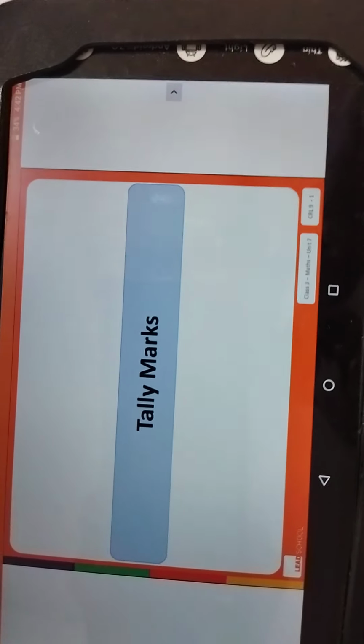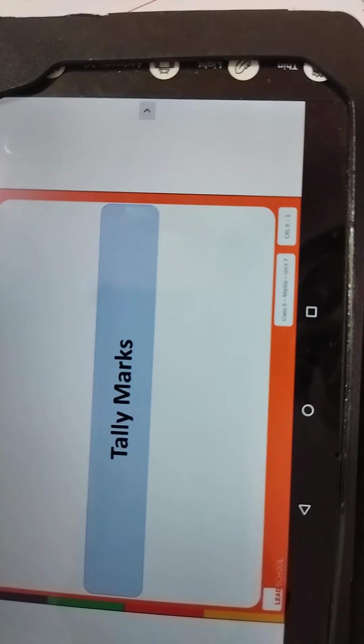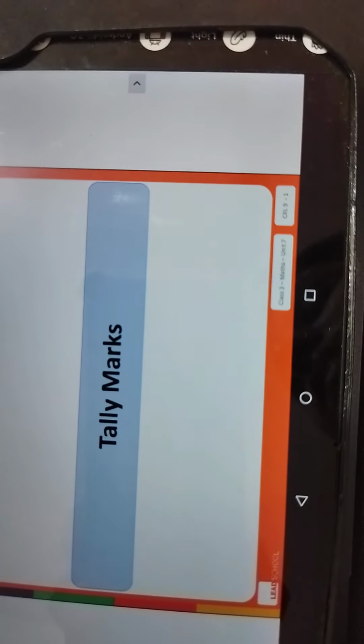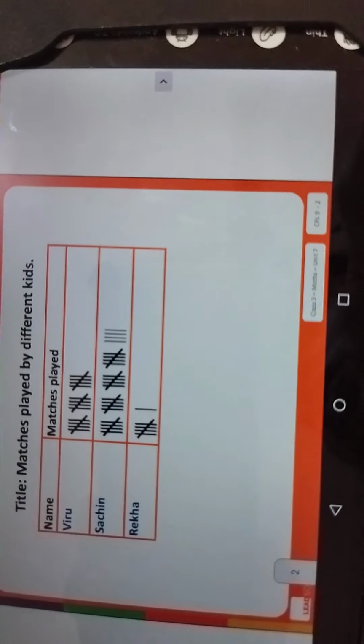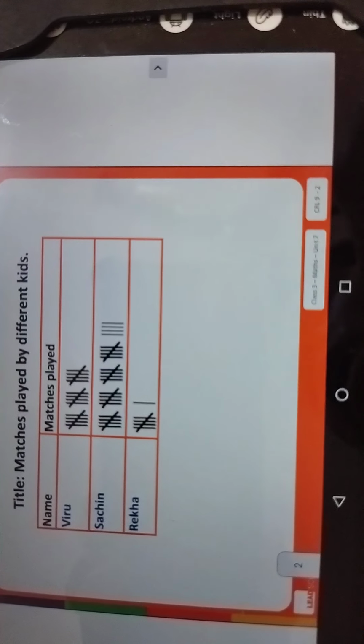So, students, today we'll start unit number 7. In that unit, tally mark. What the tally mark is, I'll explain here. So, in that, look at this title, match played by different kids.